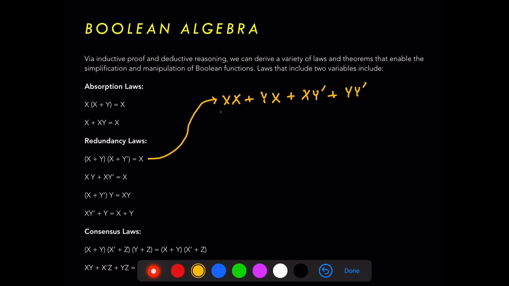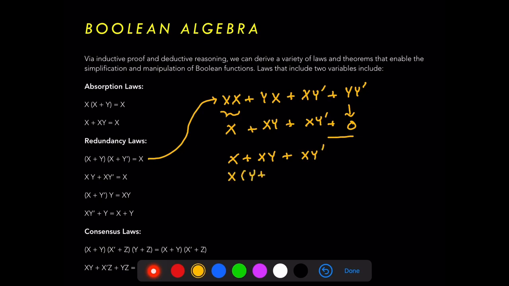From the previous slide, we know x and x is simply equal to x. We know that y and y naught is simply equal to 0, which gives us x, or, rearranging, xy, or xy naught. Anything ORed with itself with 0 just gives that variable, so we can simplify further as x or xy, or xy naught. And then we can go to the next step with the distributive law and pull out the x in this expression.